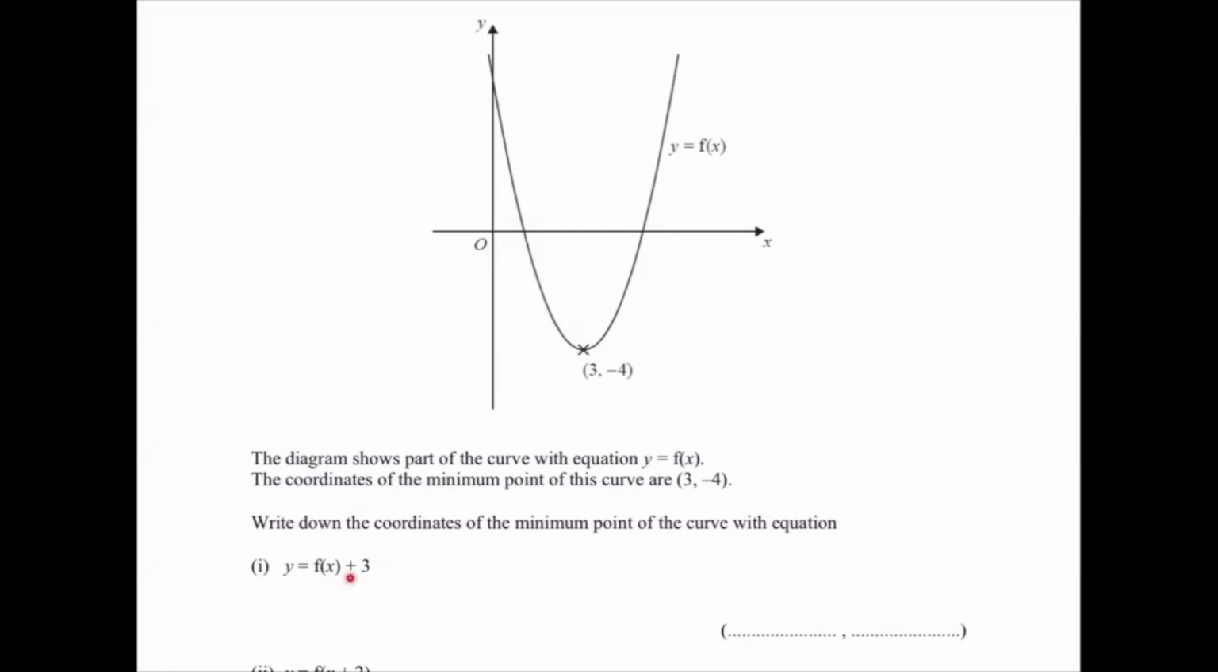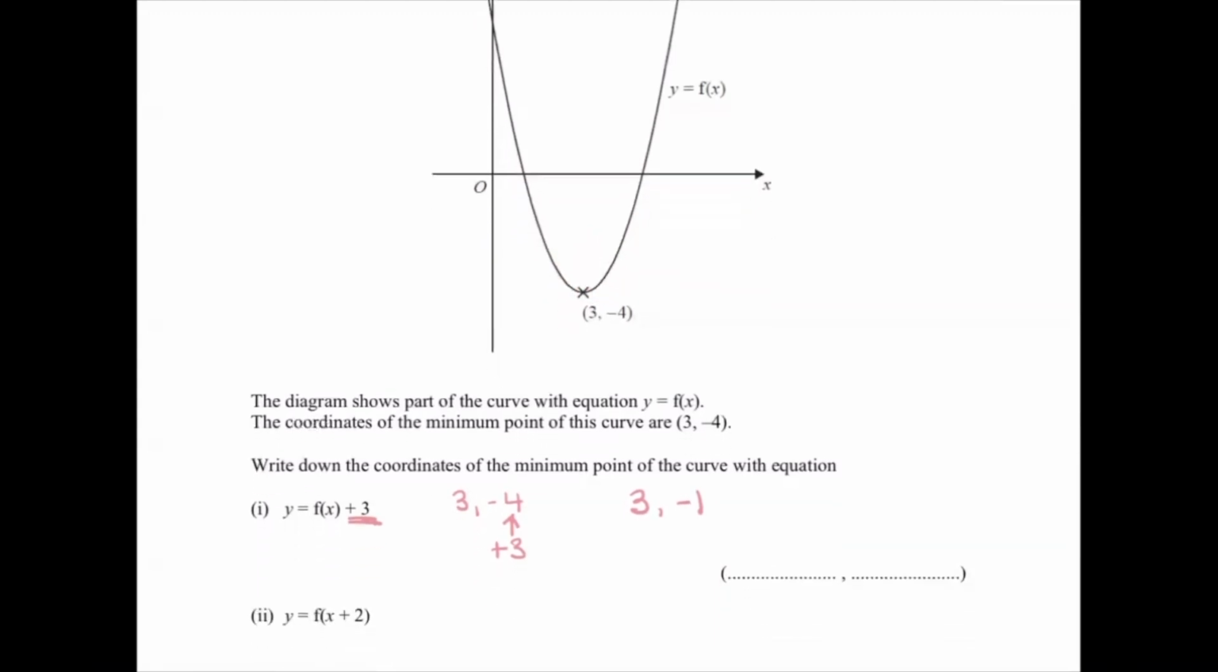Now, if the addition is away from the x, which this is, then it will be my y coordinate that is affected. So the minimum is 3 minus 4. The y coordinate is the coordinate that's going to be affected. We will be adding 3, doing exactly what it says. And that will give us a final answer of 3 minus 1. And basically what's happened is a vertical translation where this entire graph has just moved up 3 places.